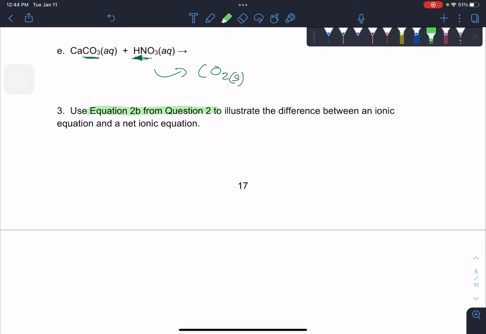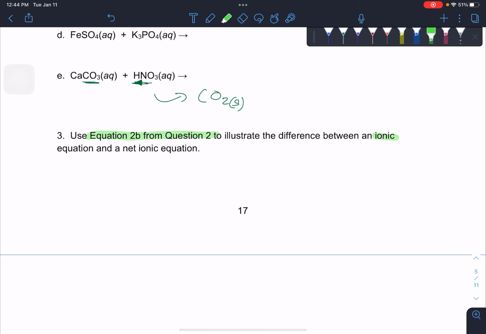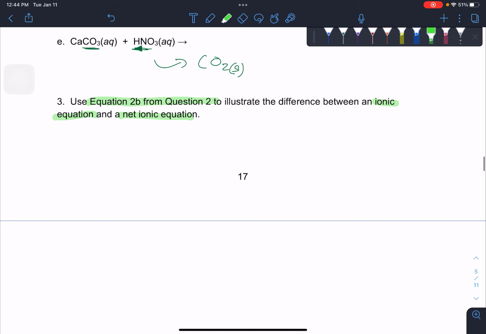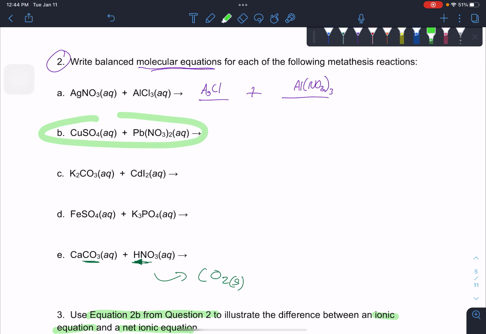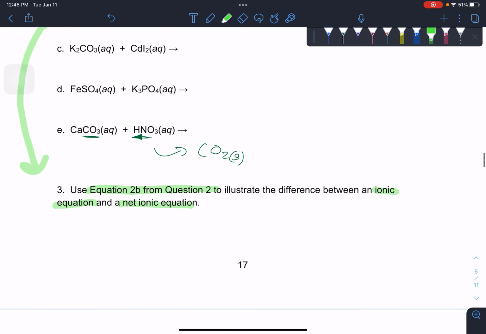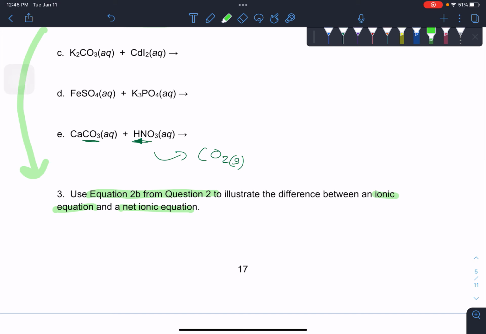But number 3, this is where you've got to suffer and do the ionic equation and the net ionic equation. But it's just for that one. You don't have to do it for all 5 of them. So we're just doing 2B. We write the ionic equation and the net ionic equations there.